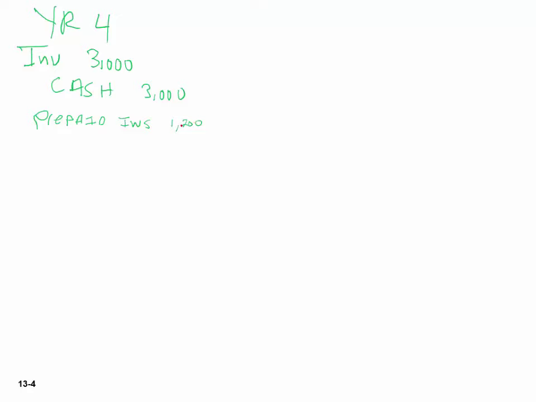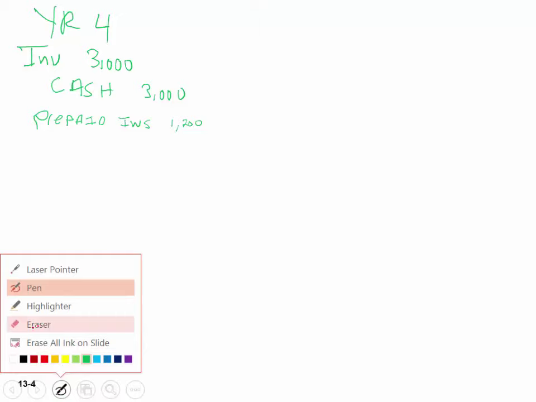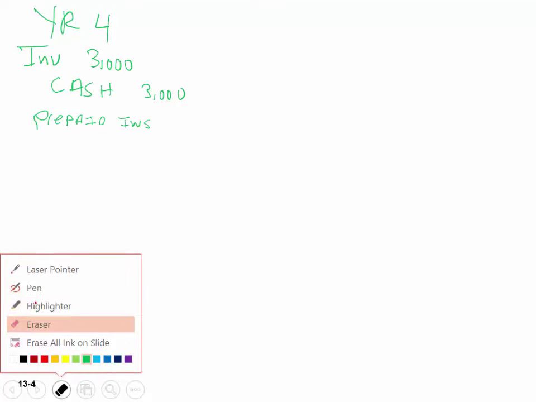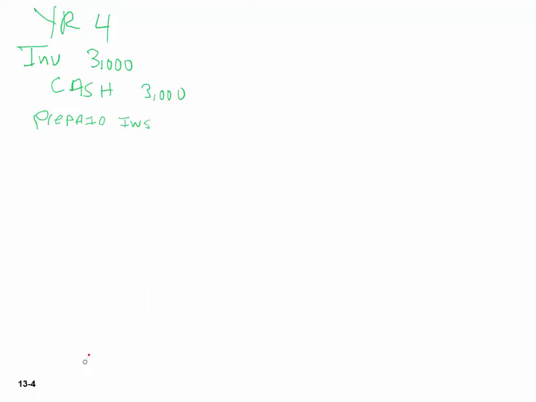And I'll make it $2,400. Sorry, guys, just so the numbers are easy. I don't want to deal with any weird numbers. $2,400. And I'm going to credit cash for how much? $2,400 because I just bought that insurance, right? I bought that on January 1st, okay?